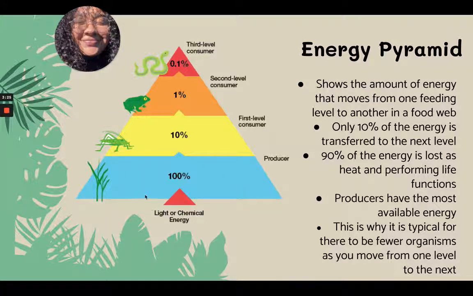And so producers have the most available energy. And as you move up, there's less and less energy, which is why you see fewer snakes than the producer or the grasshopper.